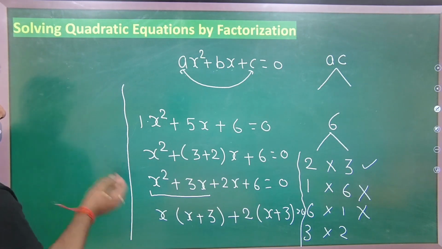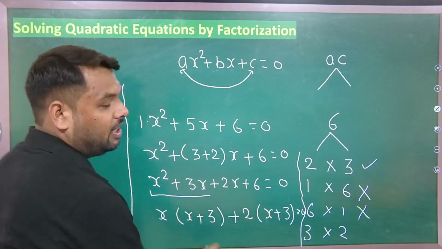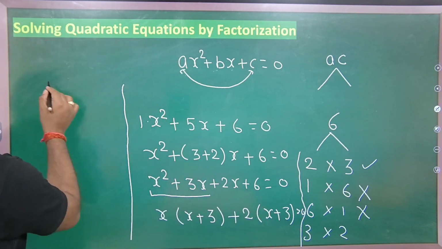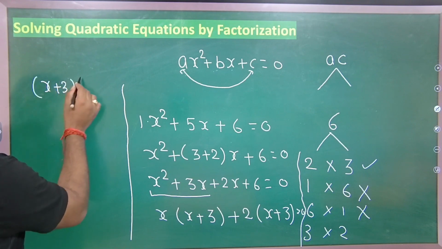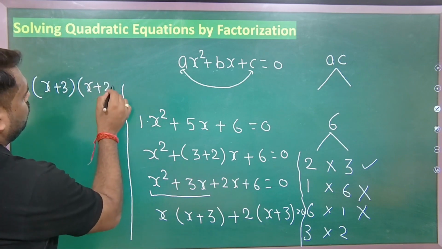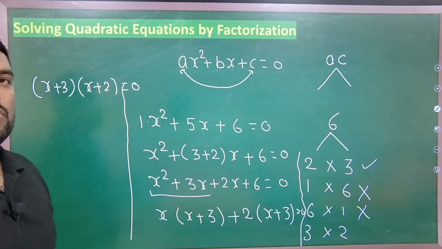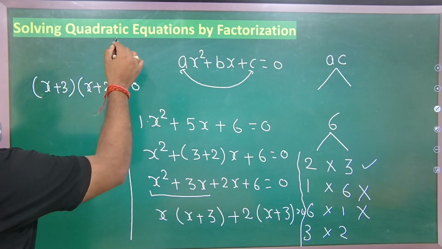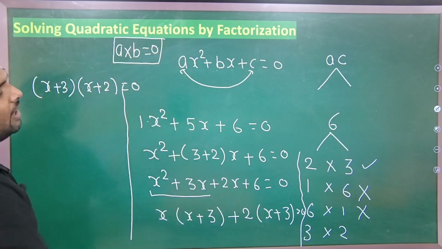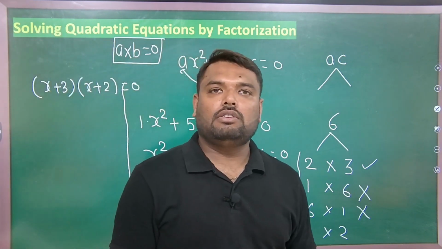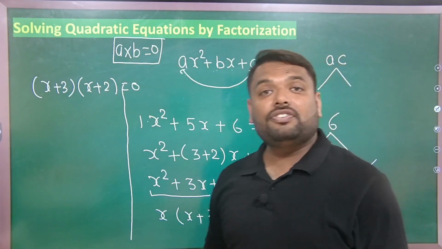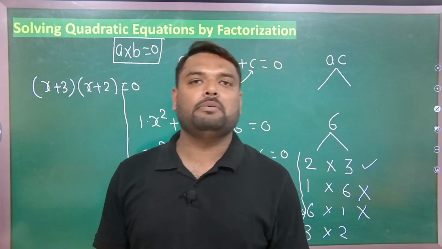Finally, you can take x plus 3 as common from this whole equation. So x plus 3 is common in the bracket, here it will be x and here it will be 2, x plus 2 equals 0. Now a very basic concept you should be aware of. If you multiply two numbers and the result is 0, then three cases arise. If a is 0, then this equation will be 0. If b is 0, then also this equation will be 0. Or if a and b both are 0, then also this equation will be 0.